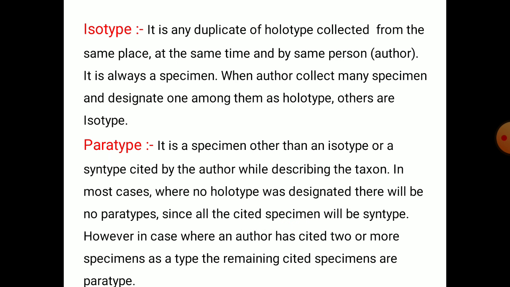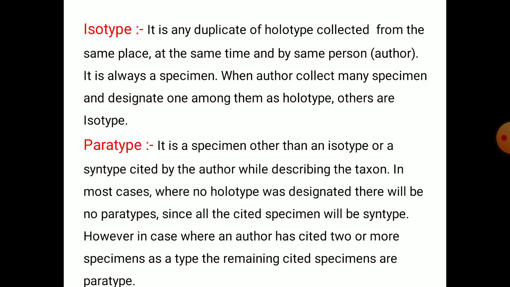Second, that is isotype. It is any duplicate of holotype collected from the same place, at the same time, and by the same person, that is the author. It is a duplicate of holotype. Duplicate of holotype means the original at the time of the original publication, collected from a different area or a different location.